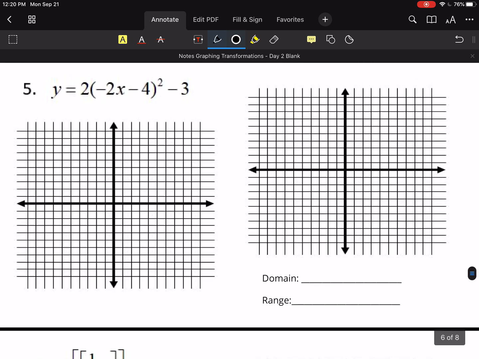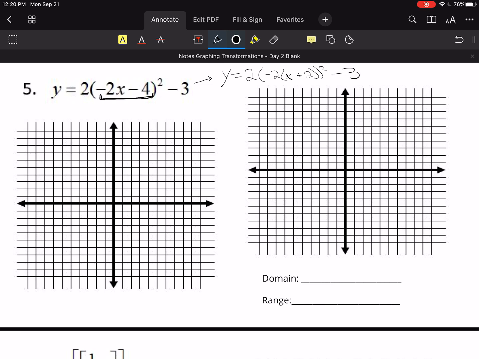So I have a quadratic, and I notice the inside I'm going to have to change. Okay? So changing that thing first, I would get y equals 2. I'm going to take out the negative 2. So I would have x plus 2 squared, and then minus 3 at the end.